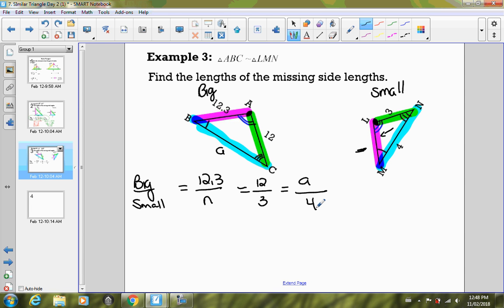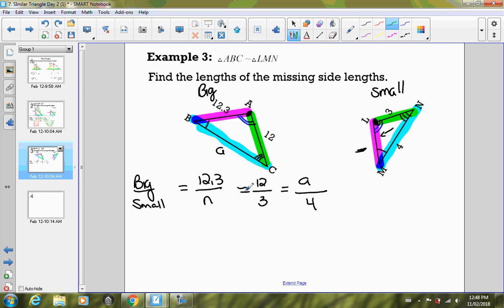Okay, so once again, I'm going to check here. My big should all be on top. So every side length on this top line should correspond to the big triangle here: 12.3, 12, a. All of that is on top. That's good. On my small triangle, all of these side lengths on the bottom should all be the small: lowercase n, 3, and 4. Okay, so that's the tricky part, setting up these proportions. Now I need to solve.